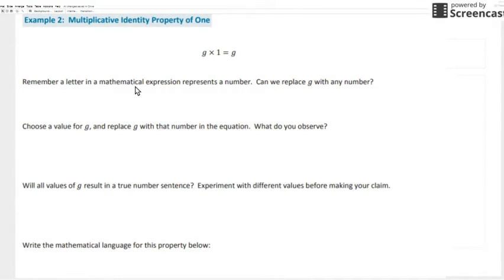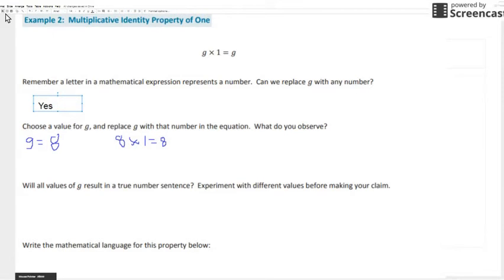So remember, a letter in a mathematical expression represents a number. So once again, G represents some number. Can we replace G with any number? Hopefully we know that the answer is yes. We can replace it with any number and this statement will still be true. So once again, we're going to choose a value for G and replace it in the equation, and then notice what we observe. Let's pick any number for G. Let's let G equal 8. So the question is, if I plug in 8 times 1, does that still equal 8? And hopefully you notice that yes, that is true.